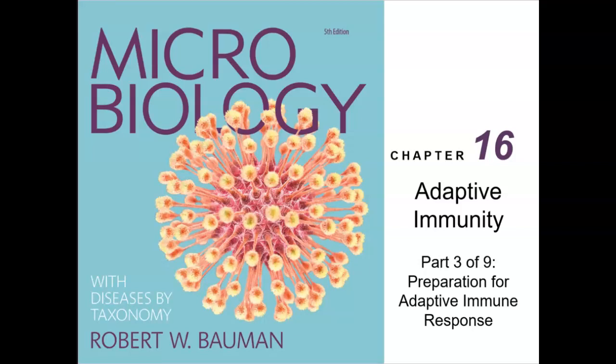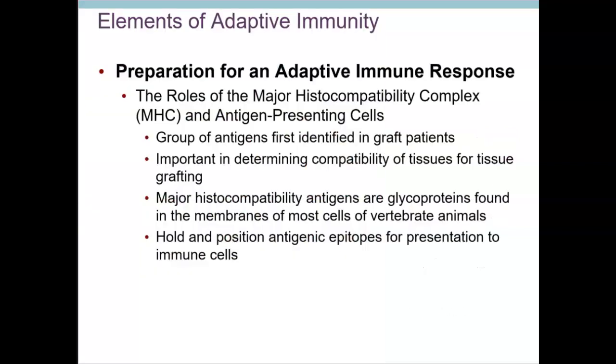Chapter 16, Part 3. We have a couple of things to talk about here. We've got major histocompatibility complex, also called MHC, because it's a mouthful. Those are proteins. Major histocompatibility complex proteins are on the surface of antigen-presenting cells.